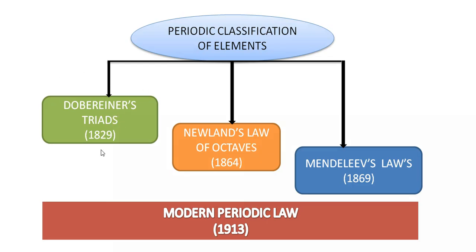We'll study Dobereiner's Triad, which was given in 1829. Then we will study Newlands' law of octaves, which he gave in 1864. Then we will see the attempts, laws given by Mendeleev for the classification of elements. And at last, we'll study the modern periodic law. Now, let's move to Dobereiner's Triad.